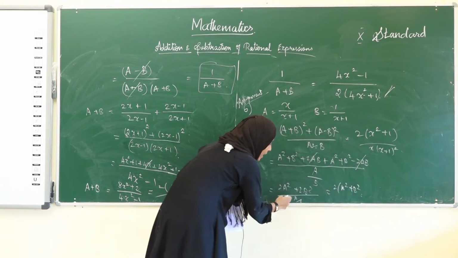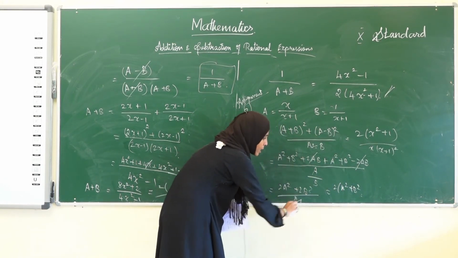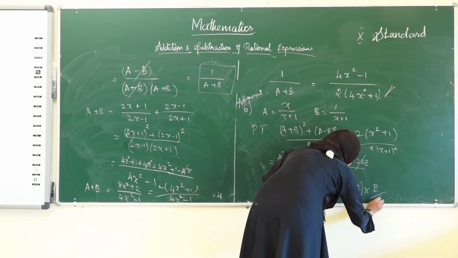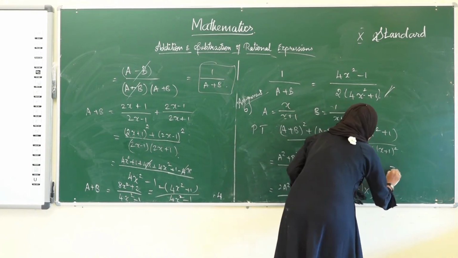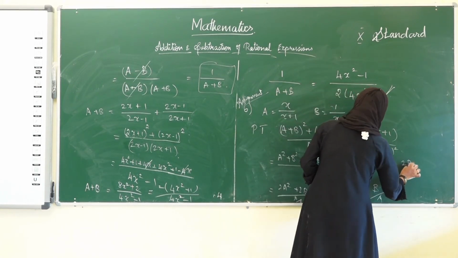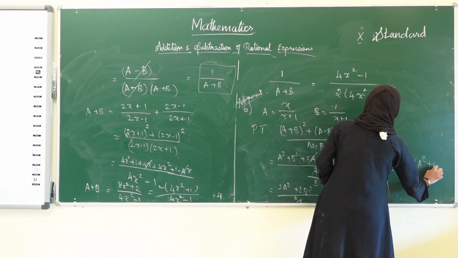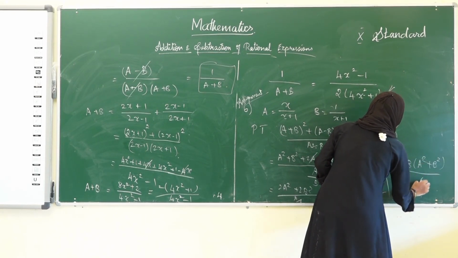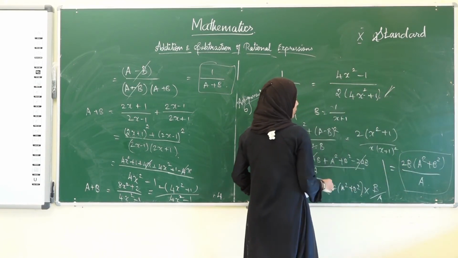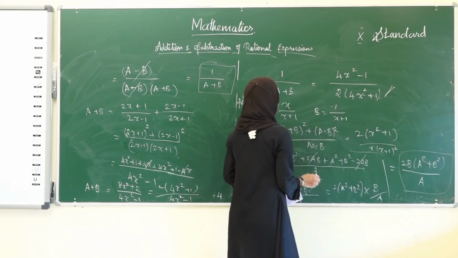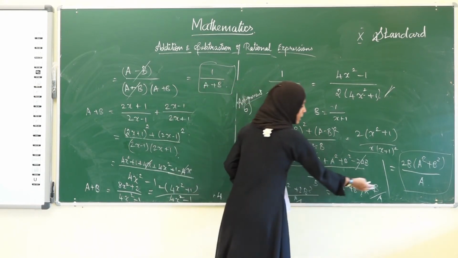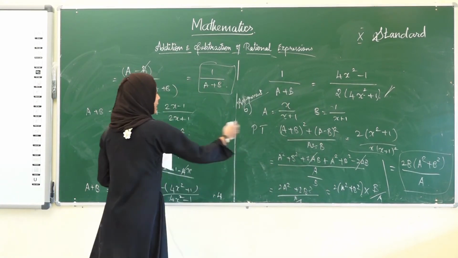Since we have a divided by b here, the reciprocal becomes multiplication, that is into b divided by a. Which is equal to 2 into b into (a squared plus b squared) divided by a. We have to find this and we should get this answer. If we get it, we can prove this term. Okay, this will be an assignment for you. I have given you some hints. Follow the steps and you can get the answers.